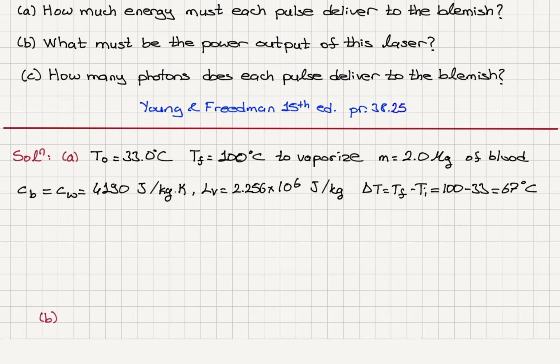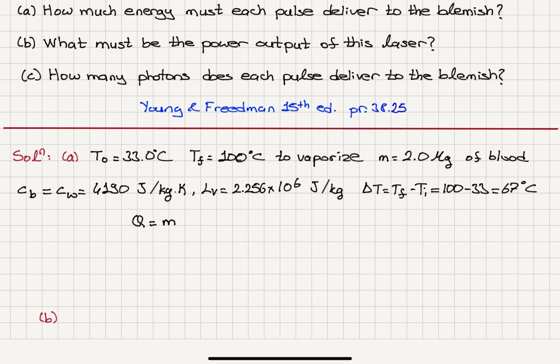So we're starting at 33 degrees Celsius, final temperature 100 degrees Celsius to vaporize 2 micrograms of blood. And we're given the specific heat of blood equal to that of water and latent heat of vaporization. The change in the temperature during this process will be from 33 degrees Celsius to 100 degrees Celsius, 67 degrees Celsius.